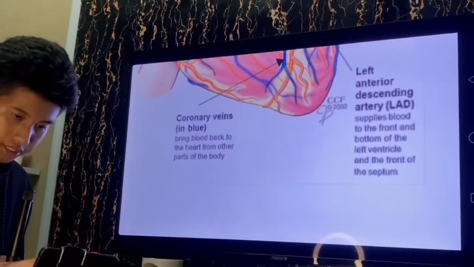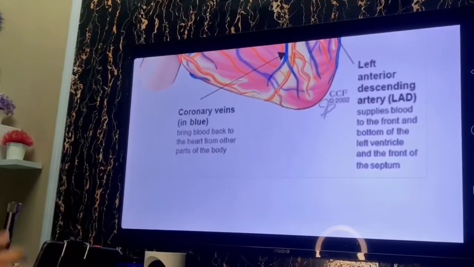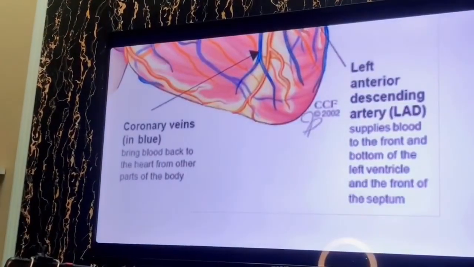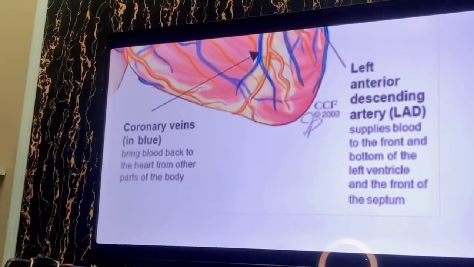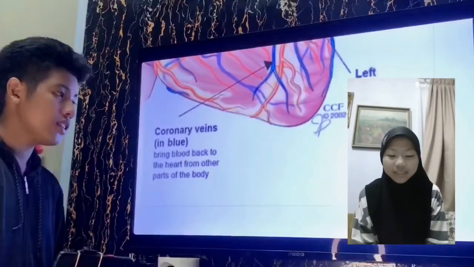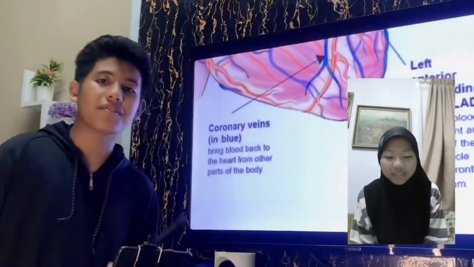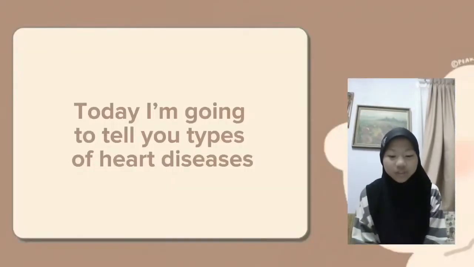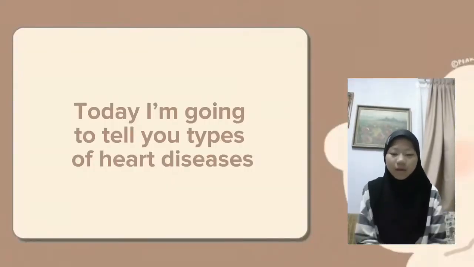And the last one is the left anterior descending artery. It supplies blood to the front and bottom of the left ventricle and the front of the septum. That's all for the diagram. We have coronary artery disease, sometimes also known as CAD.